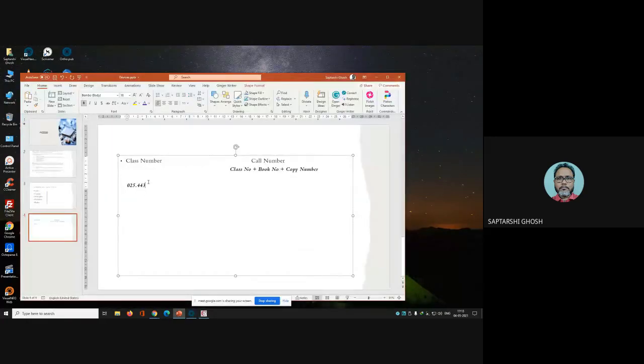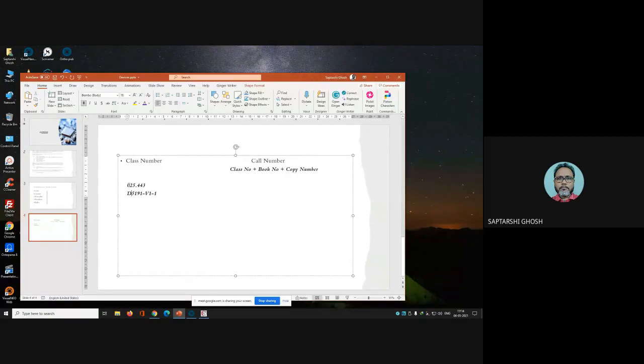Now paste it here. The book number is always written just below the class number. So first is the class number. Now it is the book number. You are writing this very standard number because it is the OCLC product, that is, OCLC is the one producing the Dewey. And now write the copy number, that is D1, that is volume 1. These two portions are the copy number, because volume number 1 can also be more, 2 or 3 or 4. So this is volume 1. So this is known as call number.